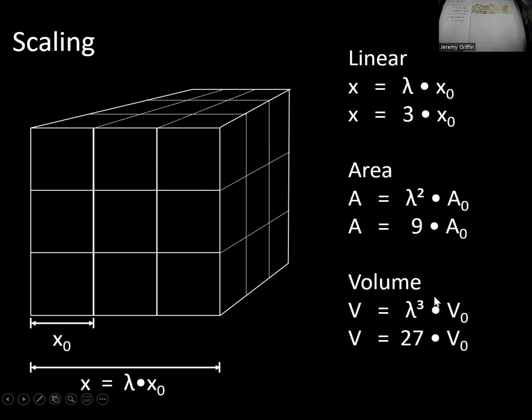It's 3 to the power of 3 because 3 dimensions. Also, mass would go up by a factor of 27. Weight would go up by a factor of 27 because mass occupies volume, right?